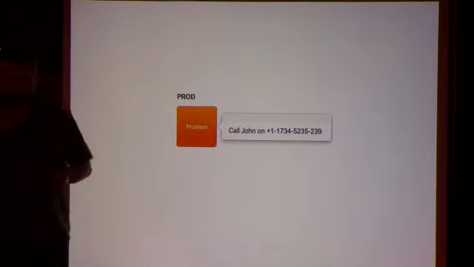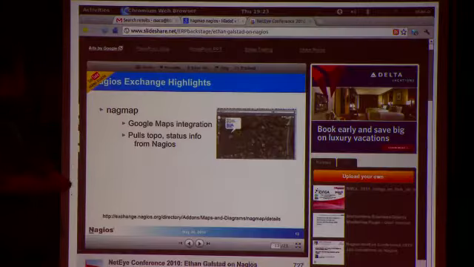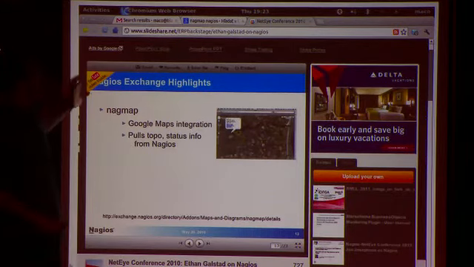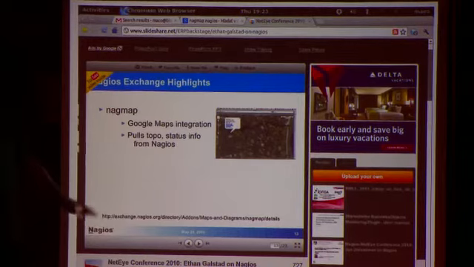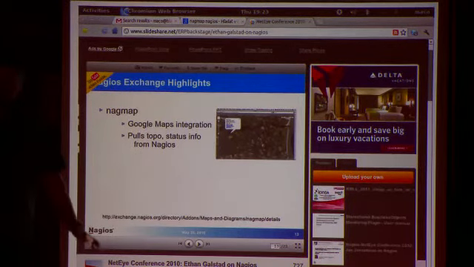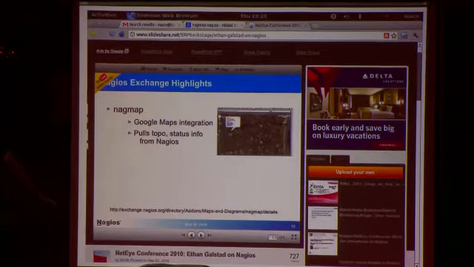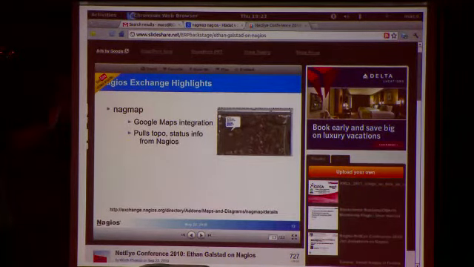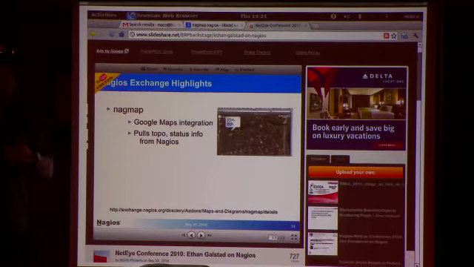What I'm going to talk about in this presentation is actually an application I wrote in 2009. And I saw this slide. This is a SlideShare screenshot. And this slide is actually Ethan's slide from the NetI conference in 2010. He was talking about the Nagios Exchange portal. And he used my application to show how you can integrate a third-party application into Nagios.